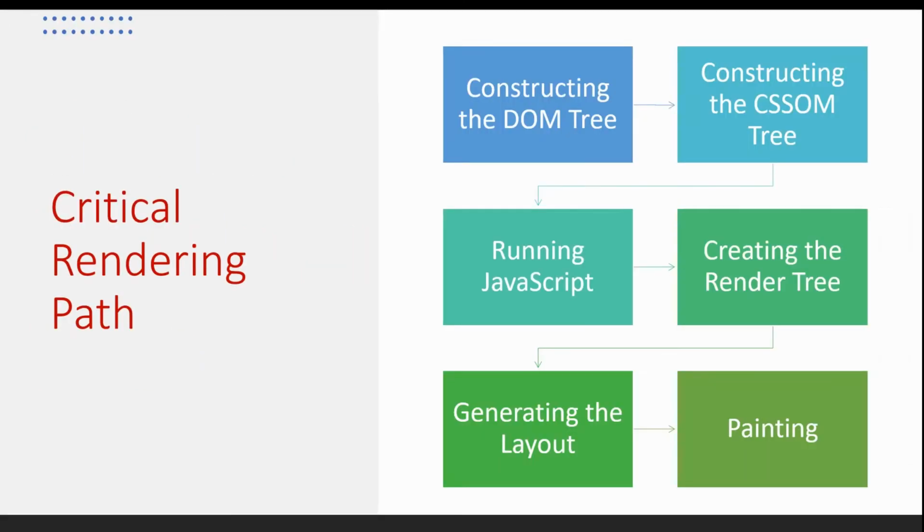So, the resources blocking the browser's workflow are called render blocking resources. Our task is to eliminate these render blocking resources to load the web page faster and make the web page visible and interactive to the user as soon as possible. Let us go through the critical rendering path process.